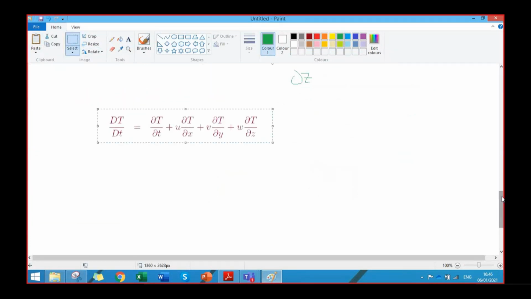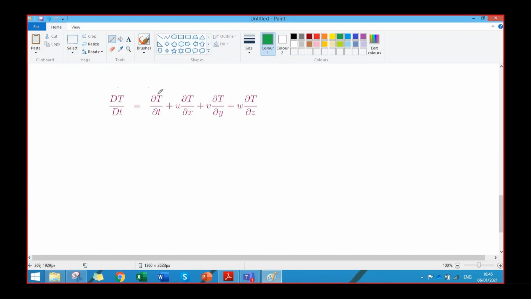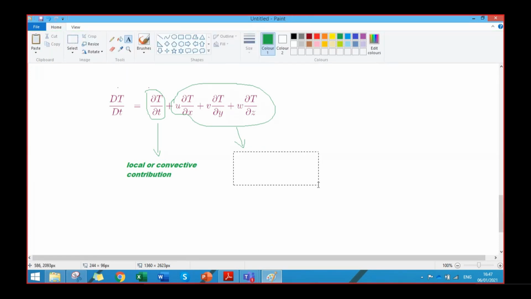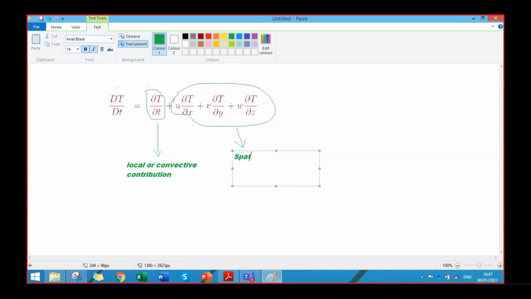So these are the two basic terms in the material derivative. If we inspect closely, this total derivative has two terms. One is this term, which is dependent on the time. It is called the local or convective contribution. And the second term is called the spatial contribution. Clear?